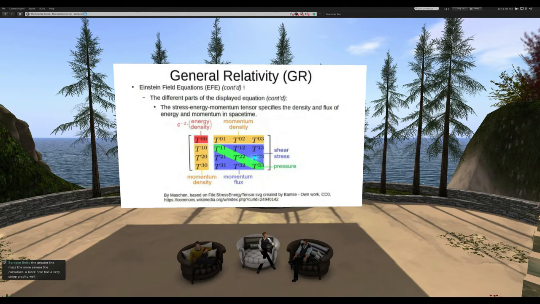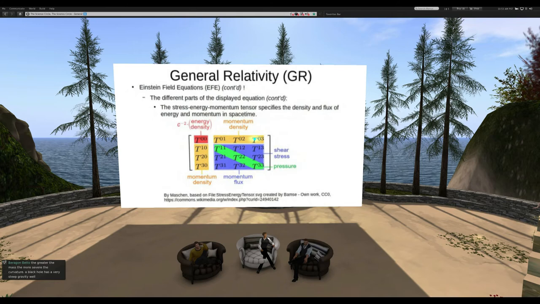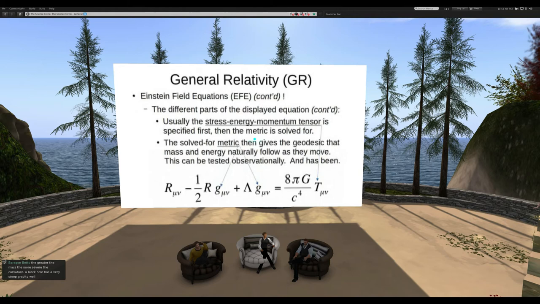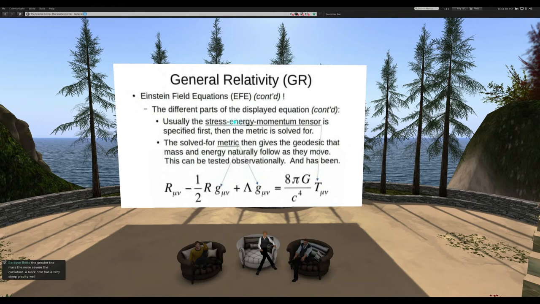And I mentioned the stress energy momentum tensor. Here are all its components. I don't have time to talk about all this, but you put your mass or your energy in here. And these represent momentum flux, how momentum flows in your space-time. This represents your momentum vector, momentum density. Don't really have time to talk about this in detail.